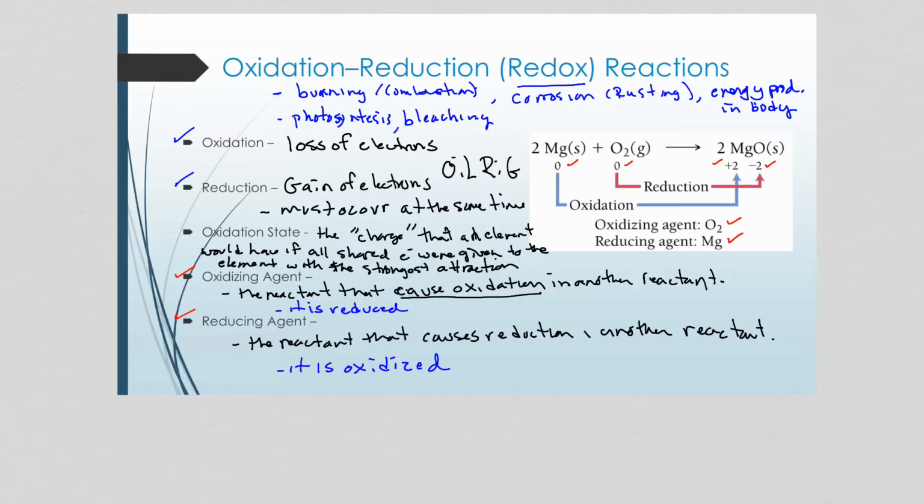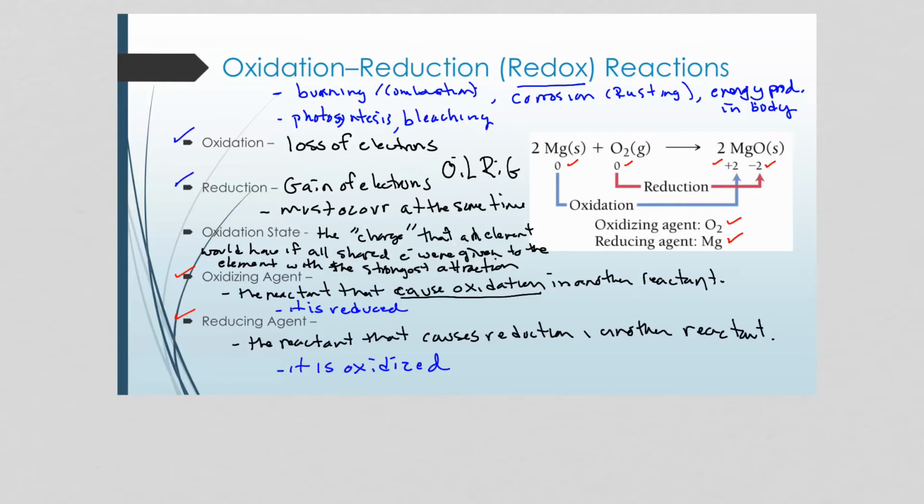Now, one distinction I'll make here as we go through it, and I'll remind you, is that the agents are always reactants, and they will be the entire reactant. So while individual elements undergo oxidation and reduction, when we talk about the agents, we talk about the entire reactant that is causing it. So we say O2 or magnesium solid or whatever the compound may be that contains the element that's acting as the agent.